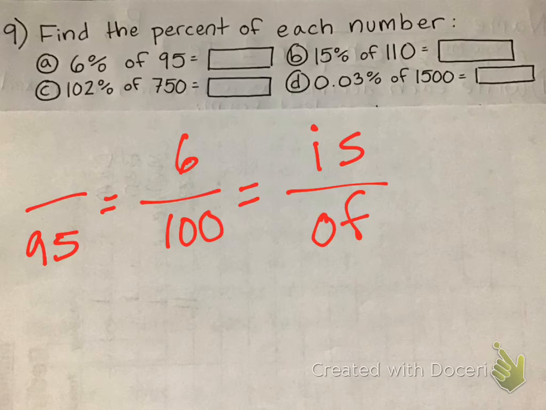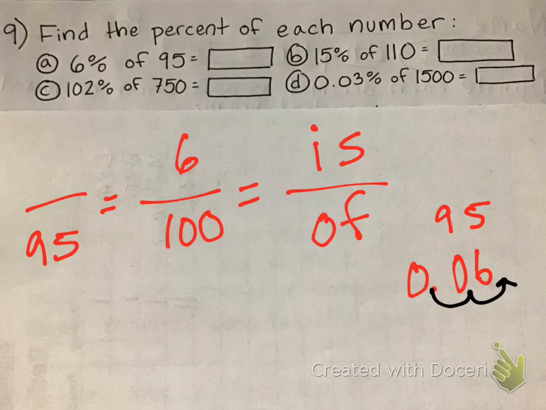What is 6 over 100 as a decimal? Who can tell me, Hannah? 0.0. Perfect. It is 0.06. And we're going to multiply that times 95. I'm going to put this 95 on the top. When we multiply, we bring it over here, and then at the end, we bring it back the same amount of times.